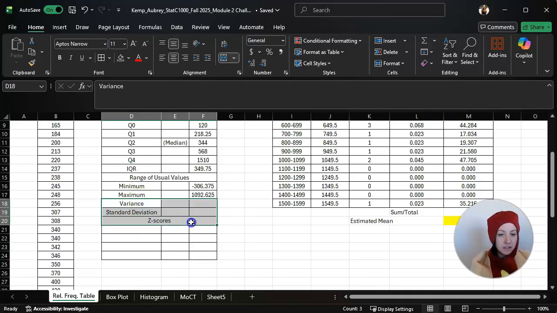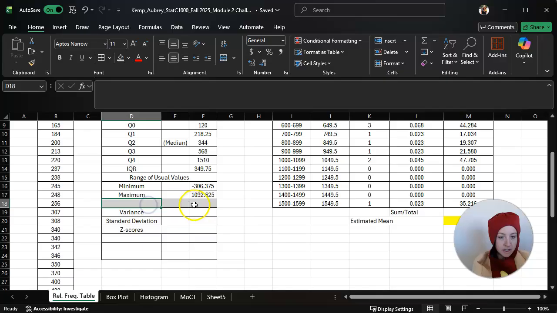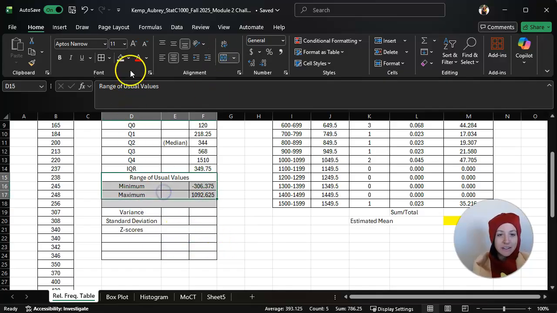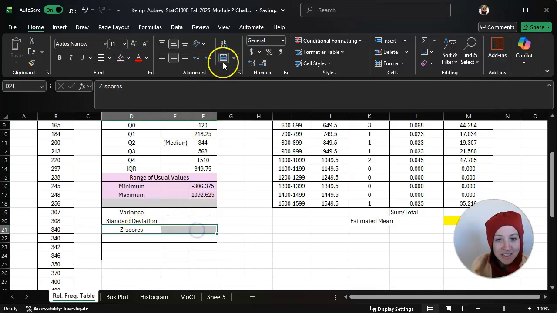Okay, so here we did the range of usual values. And in fact, I just don't want us to get confused that somehow this is part of the range of usual values. So I'm going to go ahead and do this to make a block. This is the range of usual values. There we go. Variance is different from the range of usual values. Alrighty. And then we'll merge this one again.